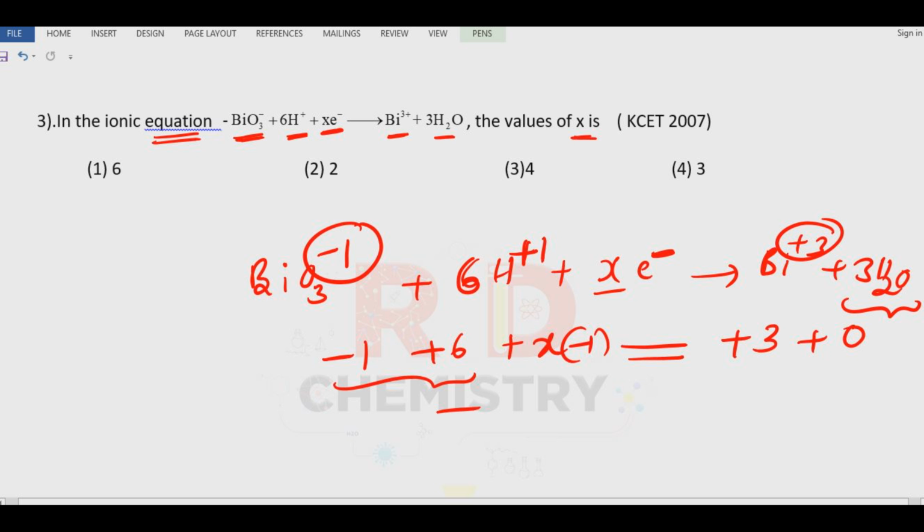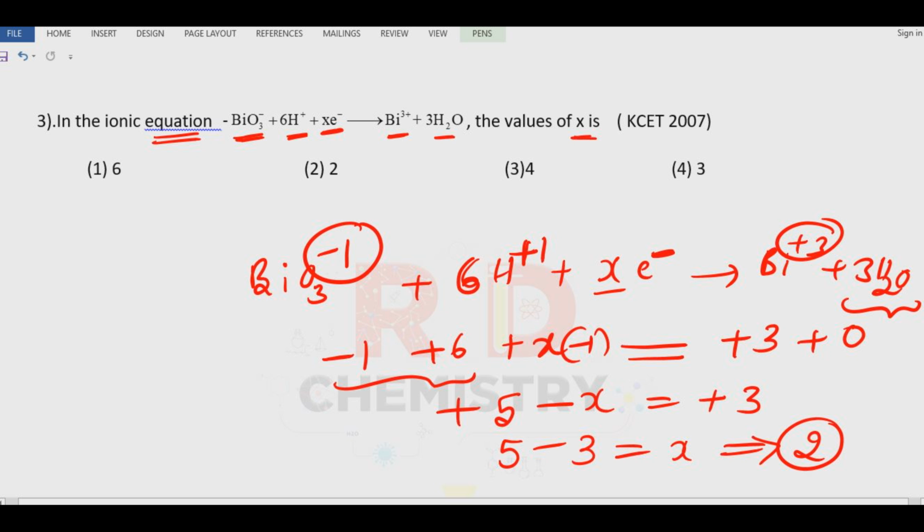So this is a plus 5. So this is minus X is equal to plus 3. Therefore 5 minus 3 is equal to X. Therefore X is equal to how much? X is equal to 2. So 2 moles of electrons are required. So the option number is 2 here. Right?